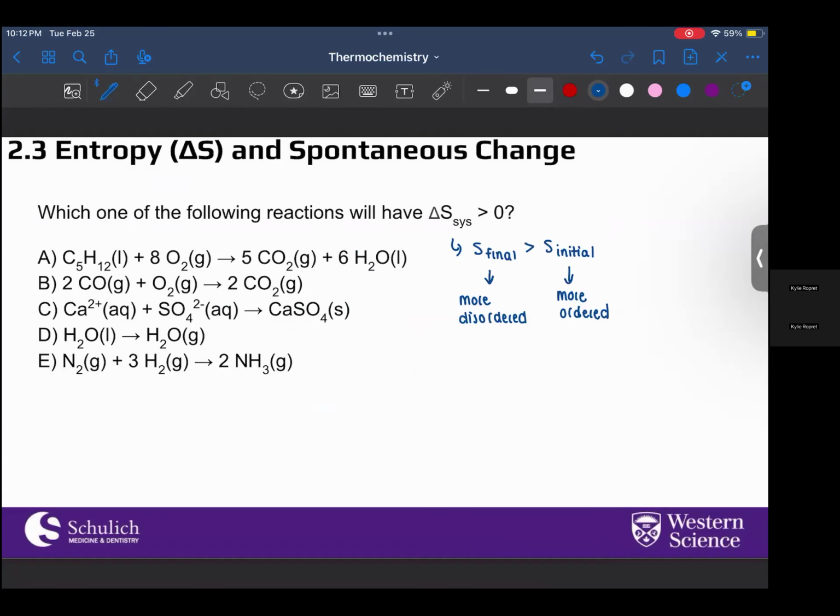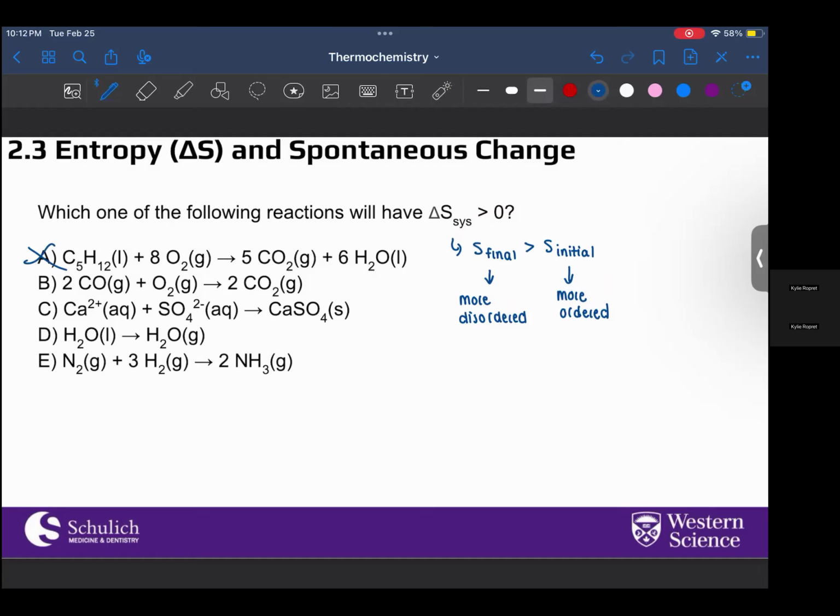So starting with A, we see that we have liquid, gas, and then on this side we have liquid and gas. So our states are kind of the same, but if we just look at the gas specifically, here we have 8 moles of gas, and here we have 5 moles of gas. And so remember I said the more moles of gas you have, the more disordered the situation is. So here we have an initial situation that's more disordered than our final situation. That's the opposite of what we want. So we can eliminate A.